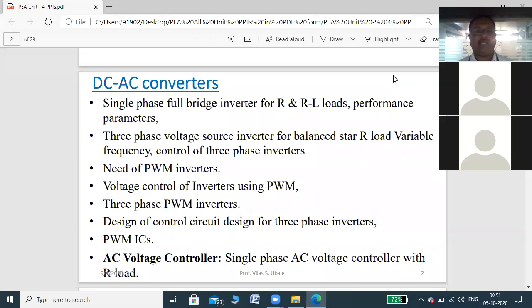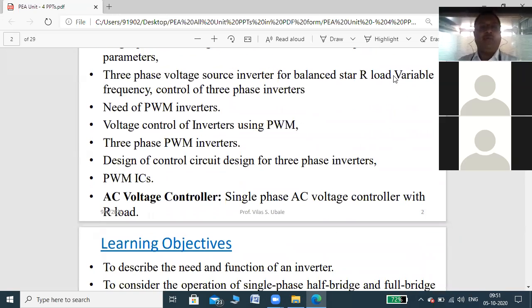And then PWM IC, there are various ICs which are used for generation of PWM, that is pulse width modulation. This is actually a control strategy or control circuitry which is used to control the output frequency of inverter. And last topic is AC voltage controller. That is basically a stabilizer that we already use at home for fridge or television, etc. So this is the syllabus.